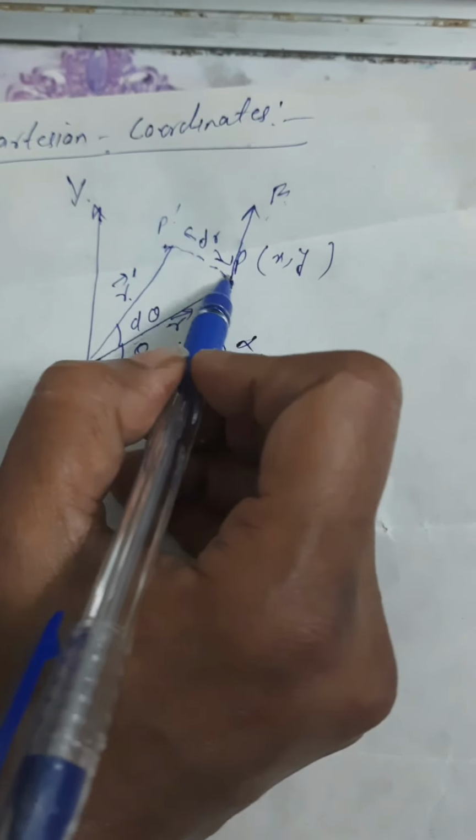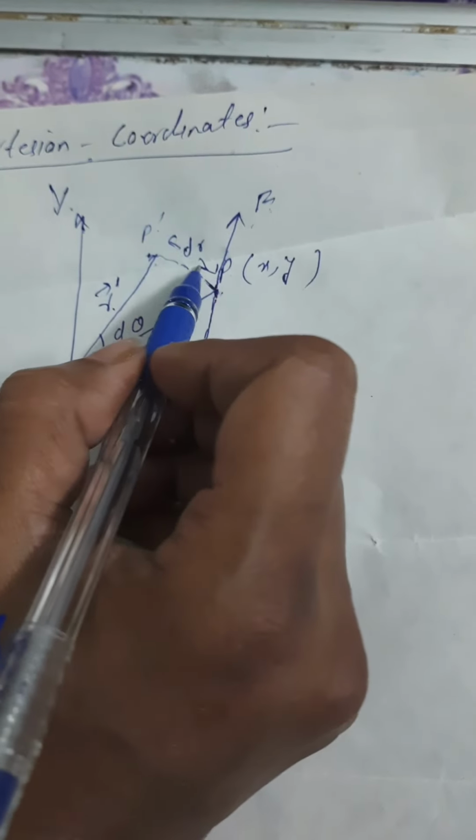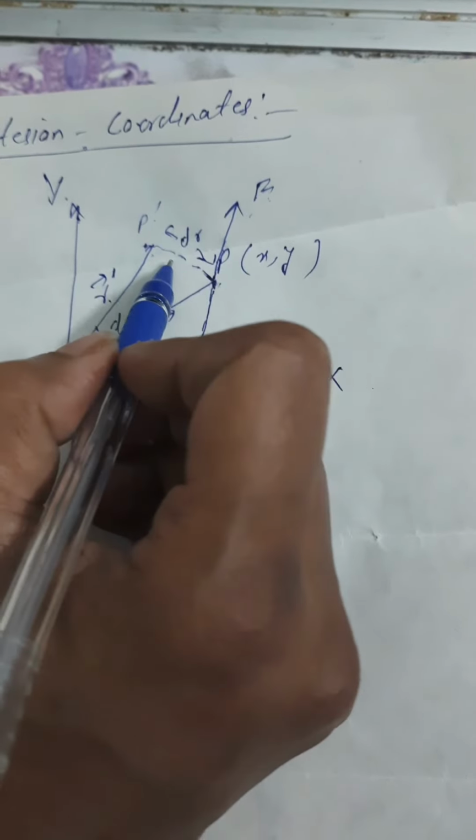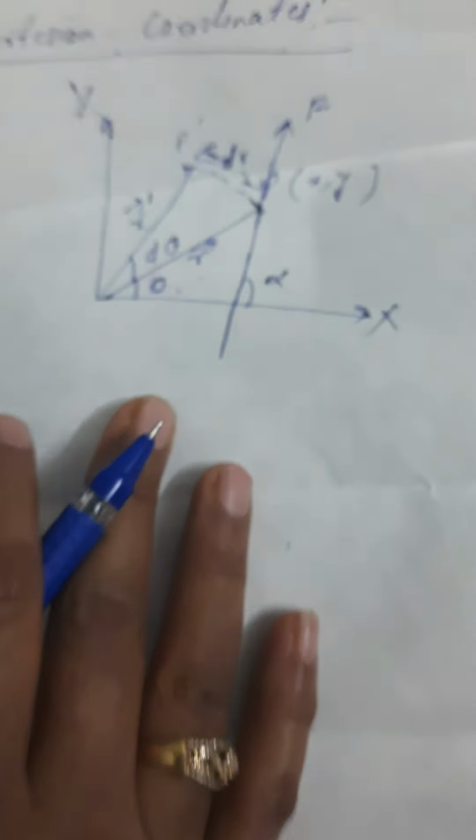Here this is position vector r and here the angle is theta with the x-axis. But here the angle is d theta and the displacement is dr. This is r, this is r dash, and this displacement from P to P dash is dr. Clear? Then we take the displacement vector.